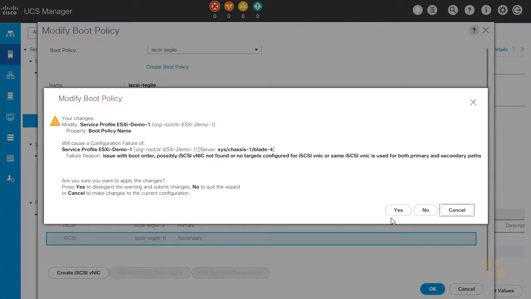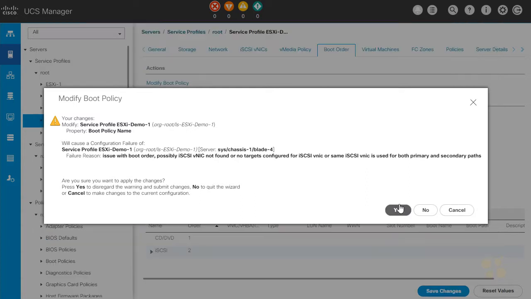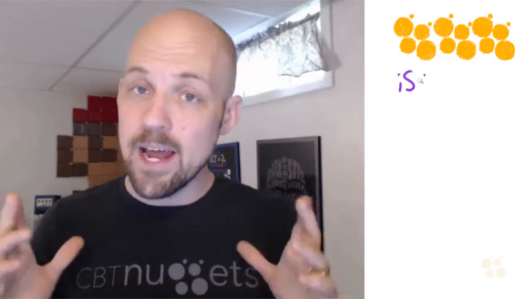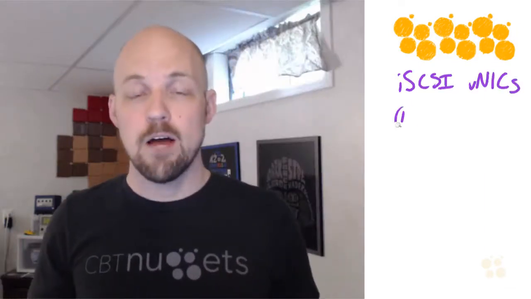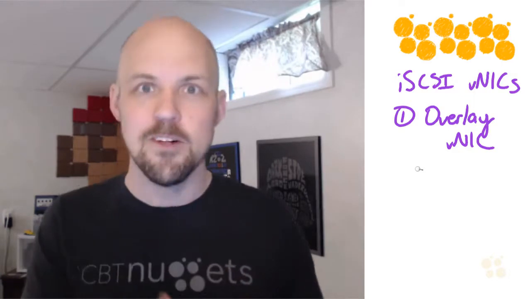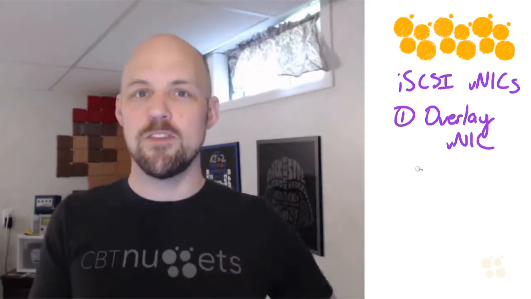And we can ignore the warning for now because we're not actually going to boot this yet. So we'll just say yes. And with that, we've created our iSCSI vNICs. So now we're able to add iSCSI vNICs to a service profile, remembering that we need to map the iSCSI vNICs to a physical vNIC, one that we've created as part of the service profile.